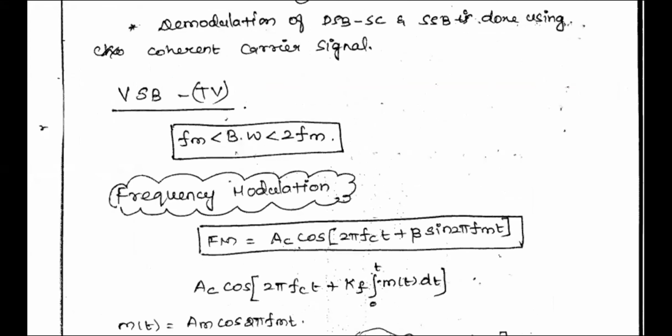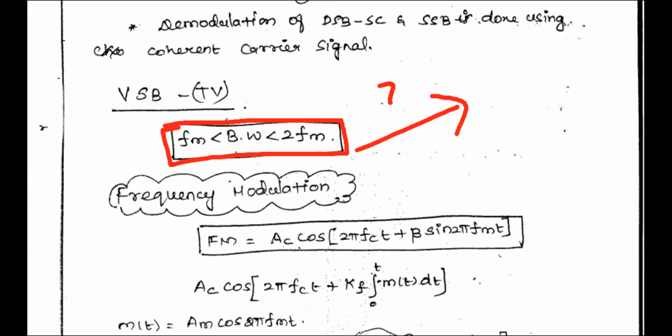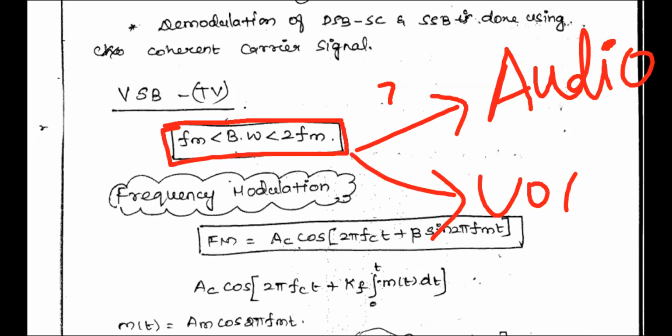Okay, then TV, again the bandwidth of the vestigial sideband modulation is in between FM and 2FM. Again there are some doubts, like why that vestigial sideband modulation is used only in TV. Why not for audio? Why not for voice? I am giving you one more question.